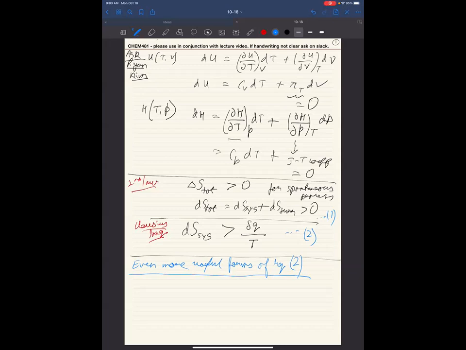So we are going to look at even more useful forms of equation 2. Why do we need a more useful form? Because this delta Q is still a path function. It's something external. So the idea is, can we express the second law purely in terms of state functions of the system? That's what we would like to do.